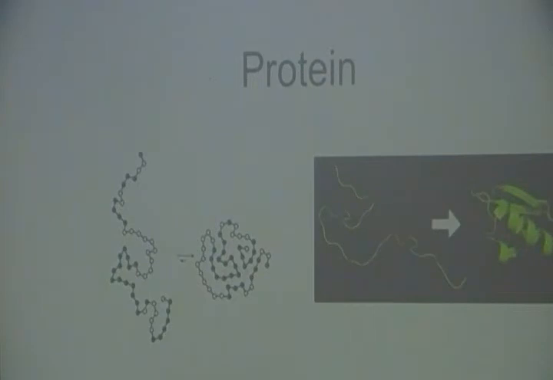So in order for us to understand how RNA is made, we need to solve the structure of RNA polymerase.